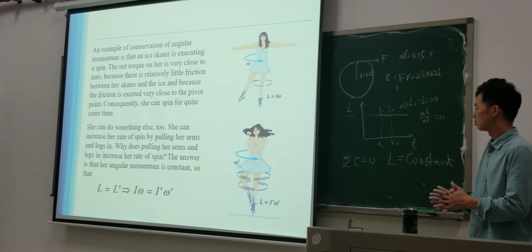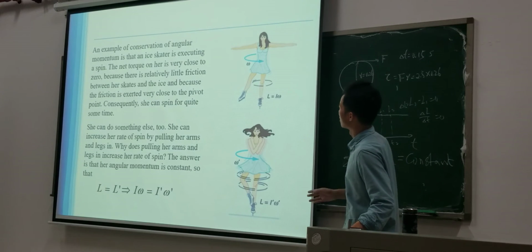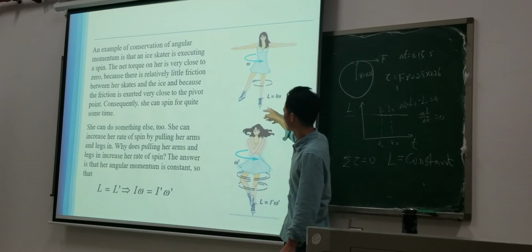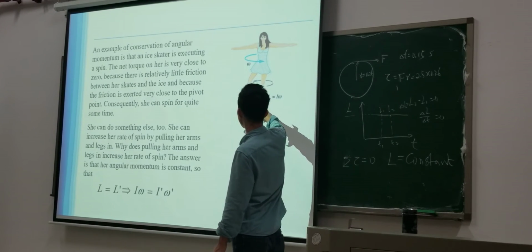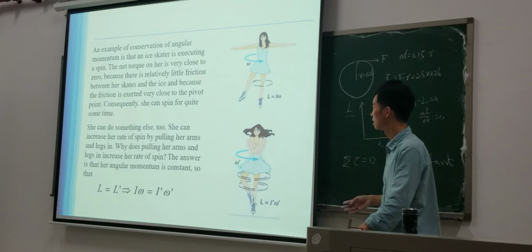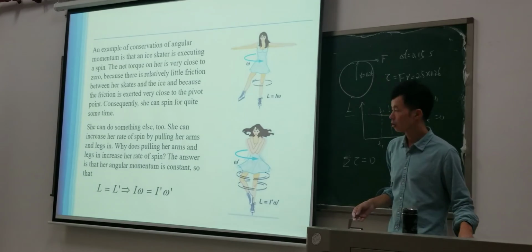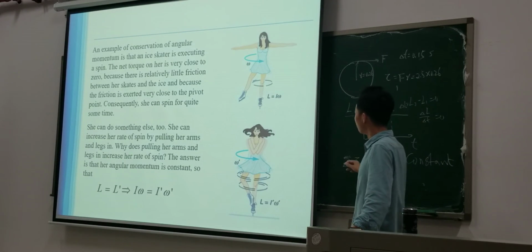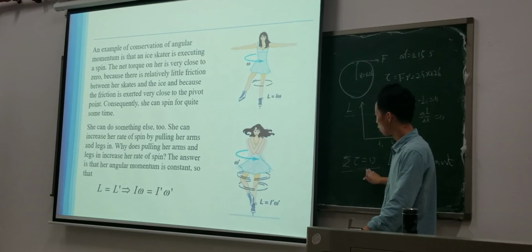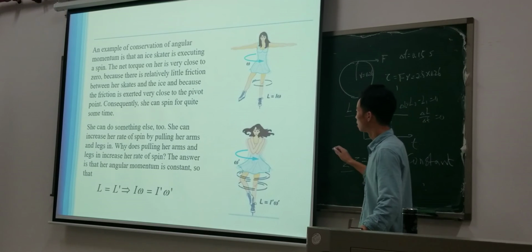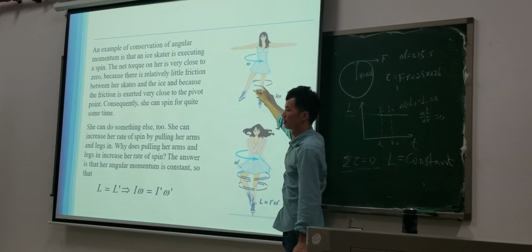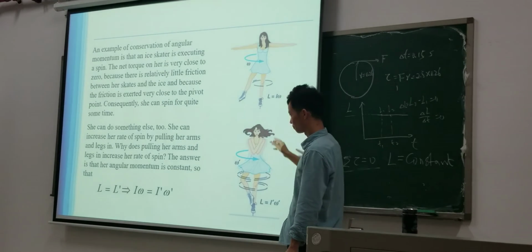So, we look at this example. This is a skater, because the friction between the shoes and the ice is very, very small. So we can ignore the friction. If we ignore the friction, it means the net torque will be 0. So for this skater, the angular momentum will be a constant.